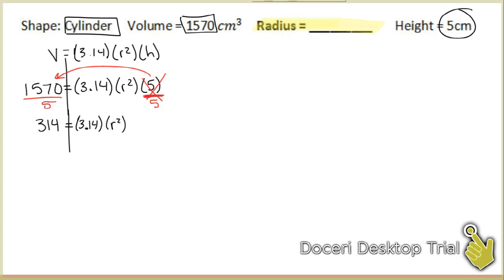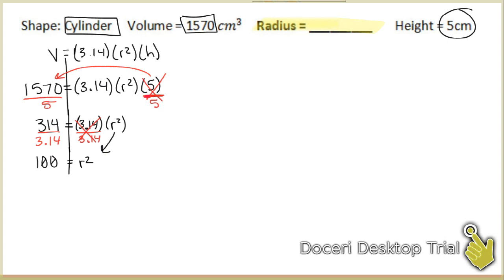So we're getting closer here. Now remember, the next step is to get rid of my pi. Again, this is multiplication, so we're going to divide both sides by 3 and 14/100. That will remove it from the right side, so that's gone. And when I divide on the left side, 314 divided by 3 and 14/100 is 100. So 100 is equal to, and the only thing left over here is r squared.